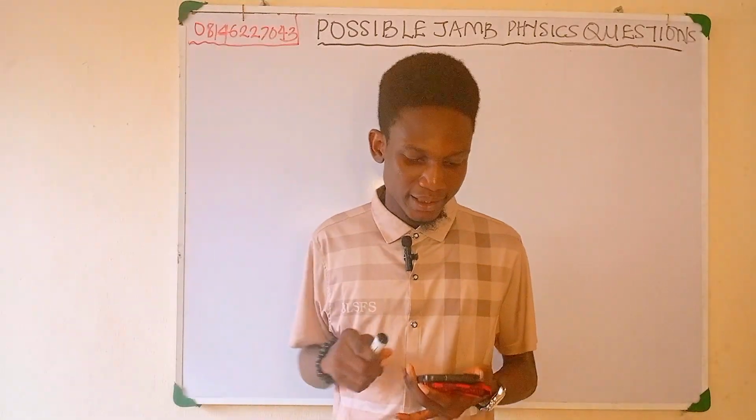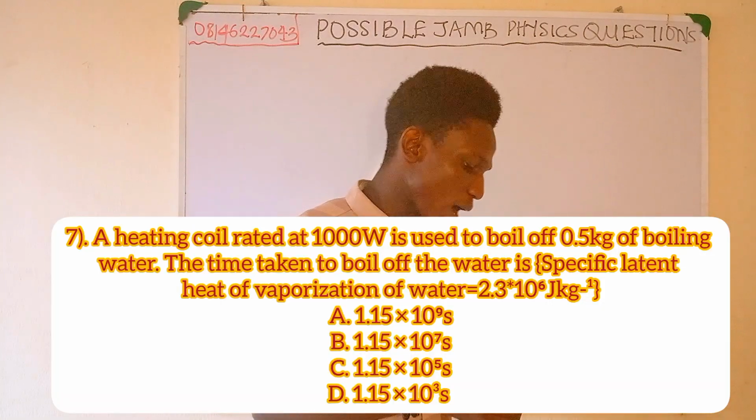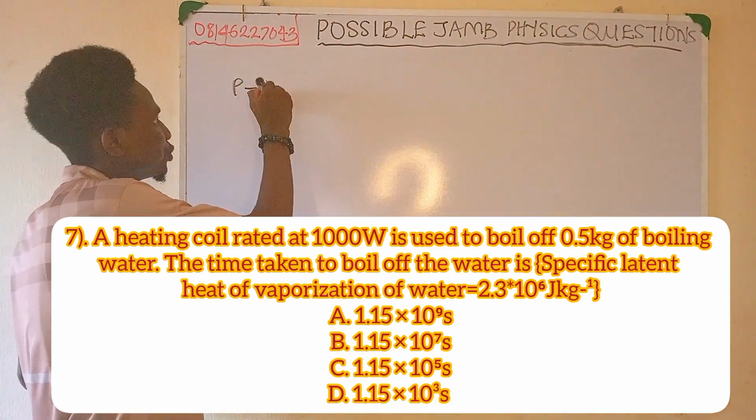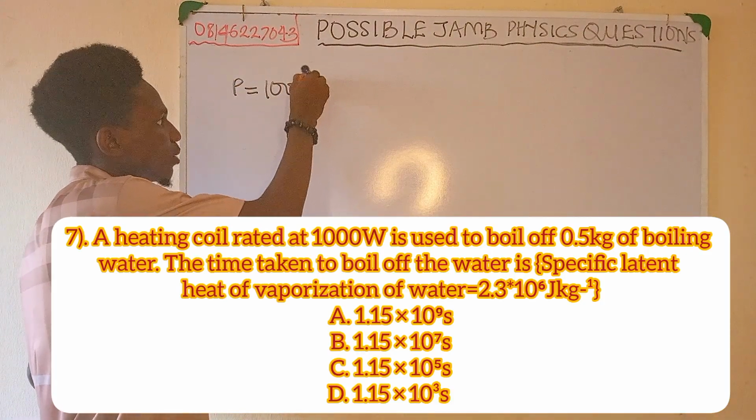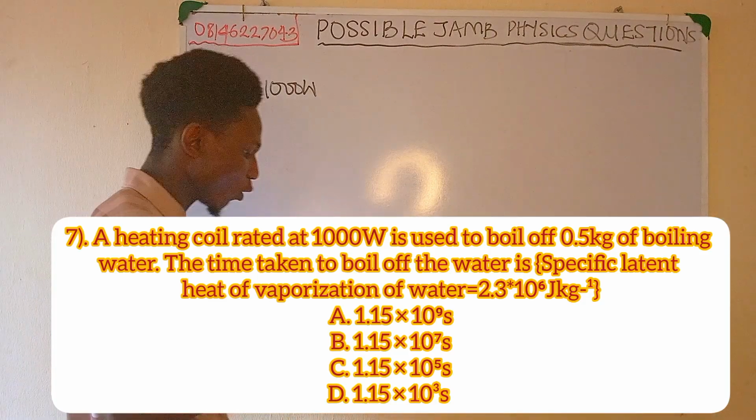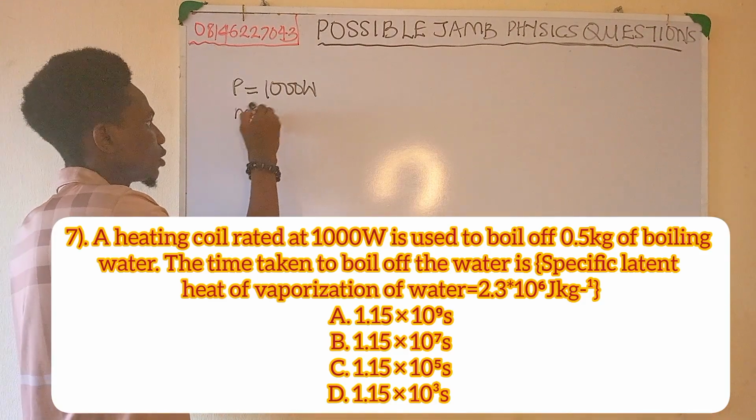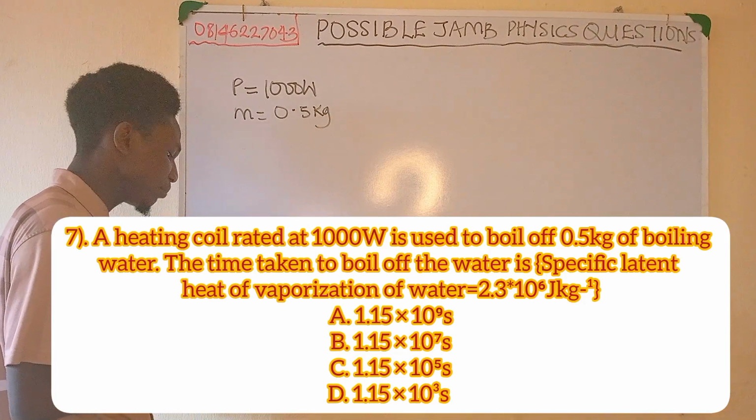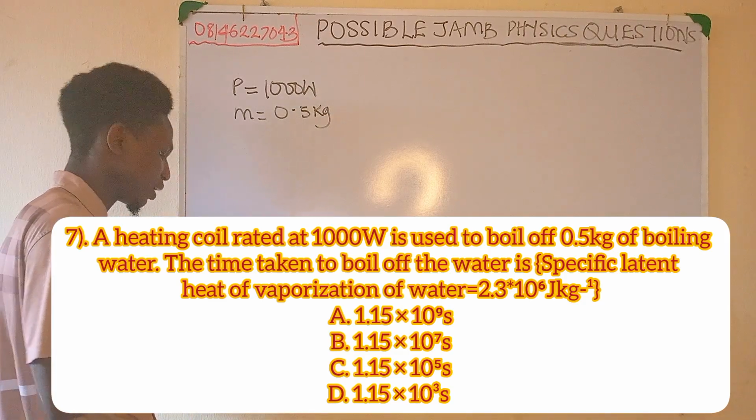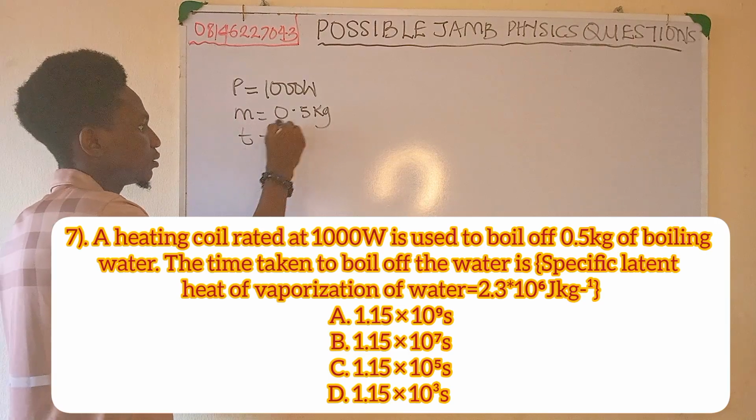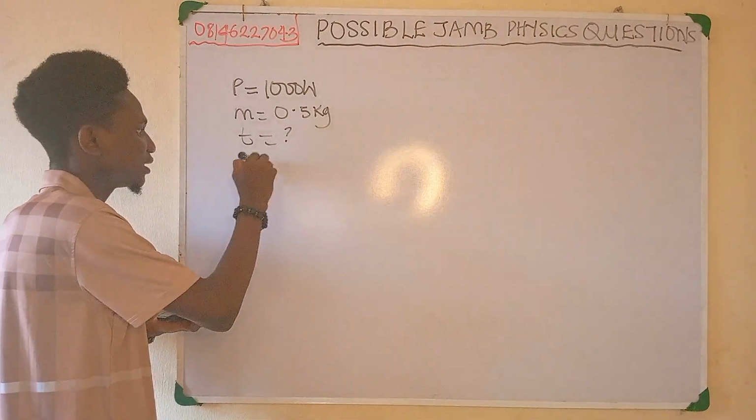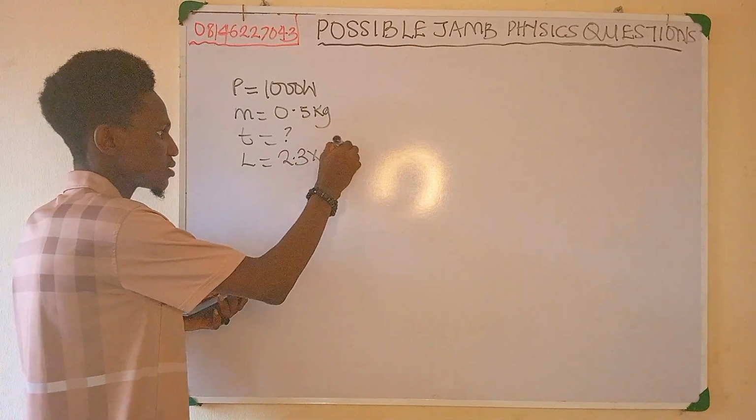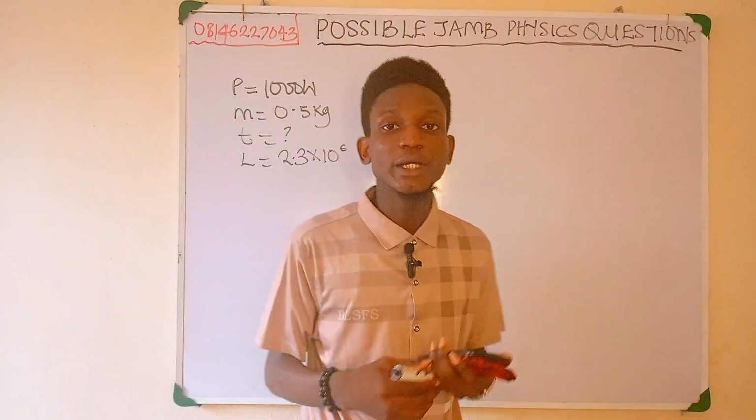Now let's quickly move on. The next question says a heating coil rated at 1000 watts. What is watts? Power is measured in watts, so it means we have power. Watts is used to boil off water. The mass that was boiled off was 0.5 kg. Now the time taken to boil off the water is dash. We are looking for time taken, and they gave us specific latent heat of vaporization as 2.3 times 10 raised to the power 6.